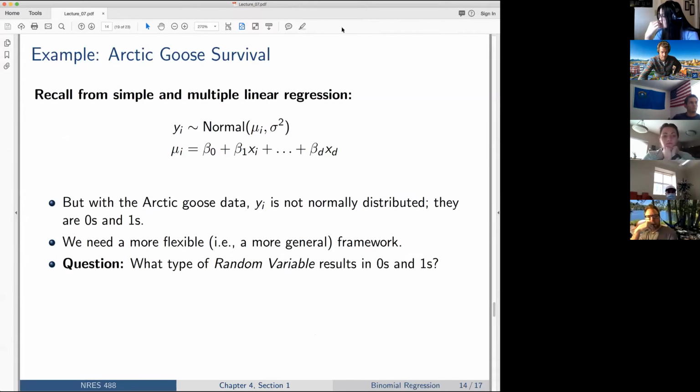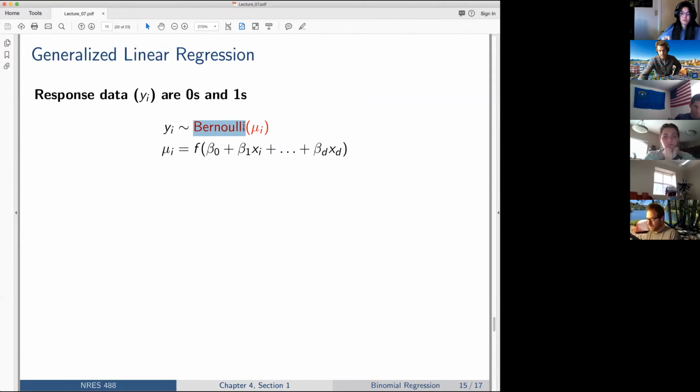All right, so our response data here, Y_i, are 0s and 1s. Here's where our first change comes. Y_i comes from a Bernoulli distribution. So we used to say normal here. Now we're saying Bernoulli, with some probability of success, mu_i.